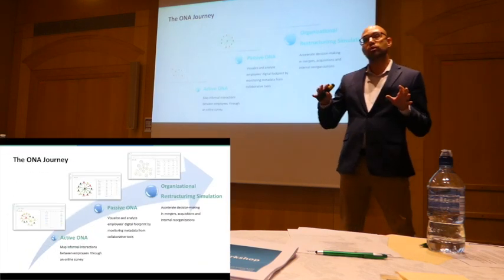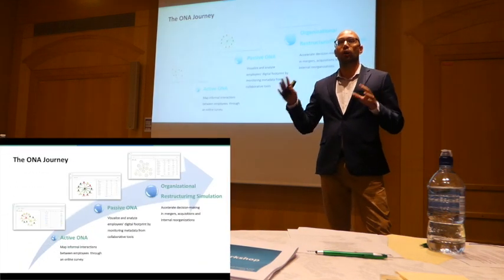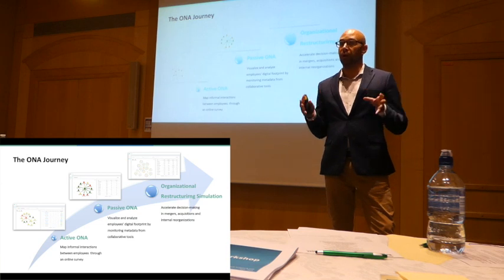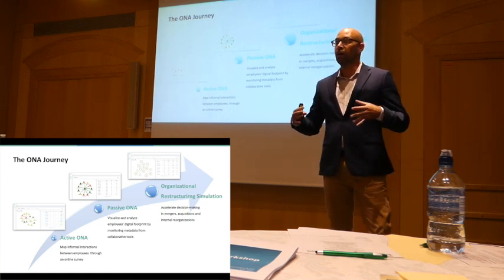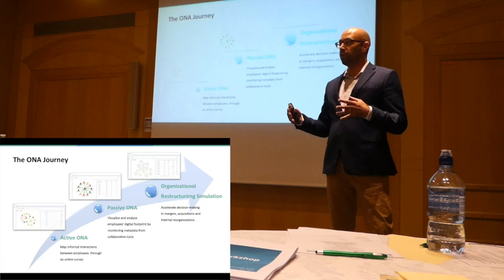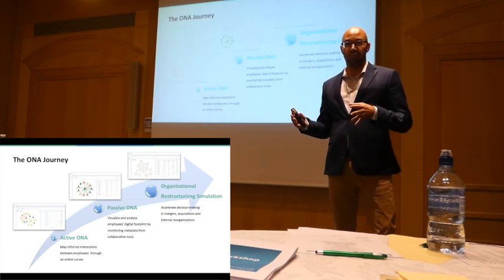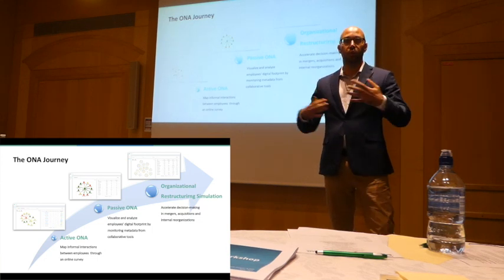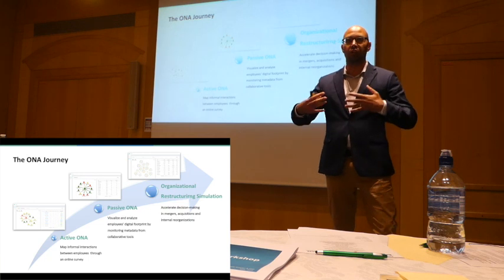In our case, we focus on three main capabilities. On the one hand, we work with active organizational network analysis, which refers to the implementation of ONA based on an online survey. This is typically the first project that we do with companies, the first contact that they have with ONA.